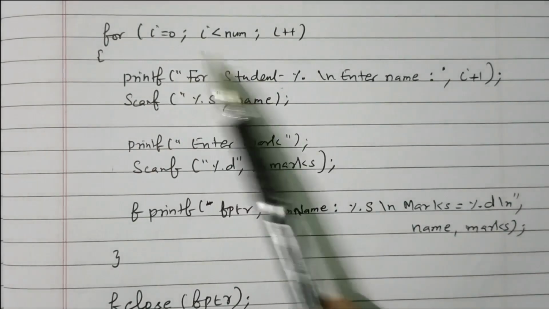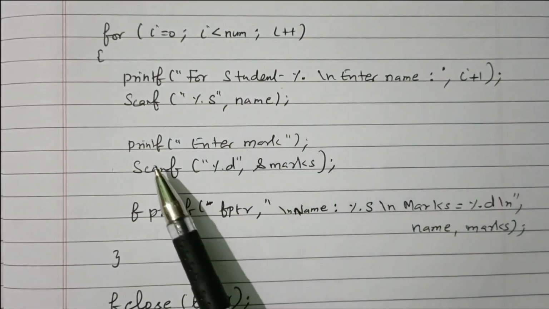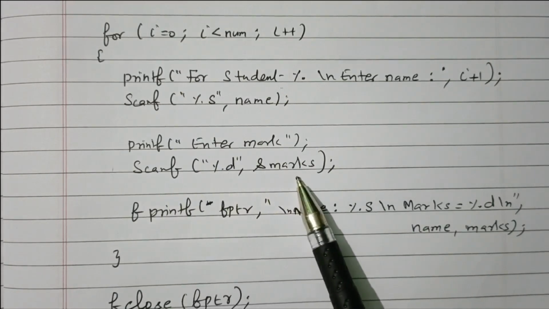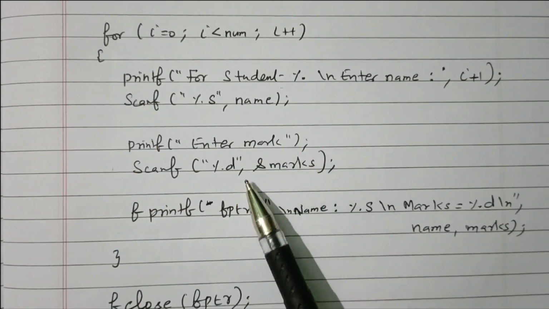I value is 0. I plus 1 means 1. So it will read the first student name. Then enter mark. Scanf %d and mark. So it will read the mark. So first student name and mark is read from the user.